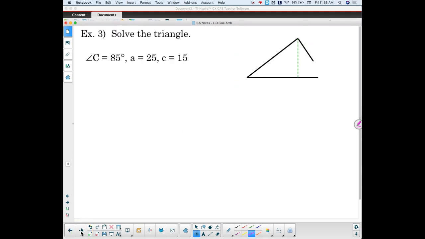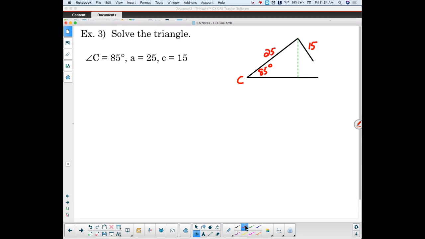All right. So, solve this triangle. Again, we set up our given information. Angle C is going to be here, and that is going to be 85 degrees. Side C is going to be 15 out there. Side A is going to be 25.